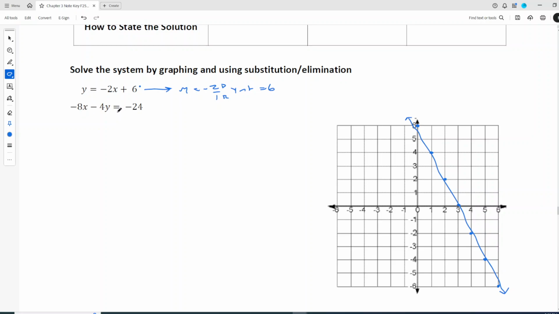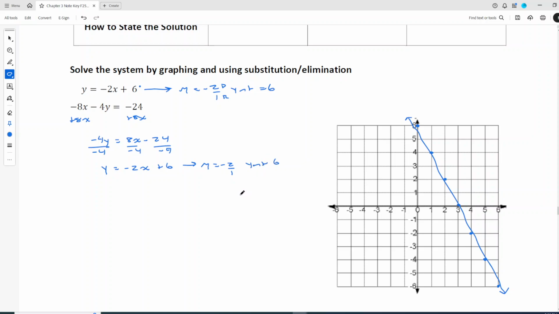If I took this equation and I wanted to graph it, I would have to solve for y first. So I'm going to add 8x to each side. I would end up with negative 4y is equal to 8x minus 24. Then to get y by itself, I'm going to divide every term by negative 4. And I get y equals 8 divided by negative 4 is negative 2x, and negative 24 divided by negative 4, which is positive 6. This has a slope of negative 2 over 1 and a y-intercept of 6.